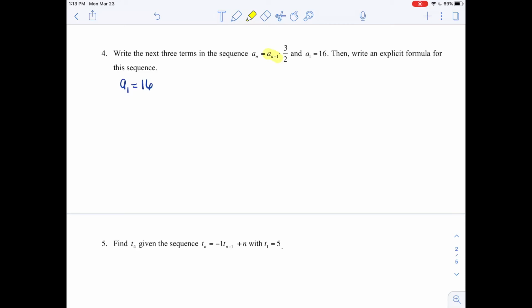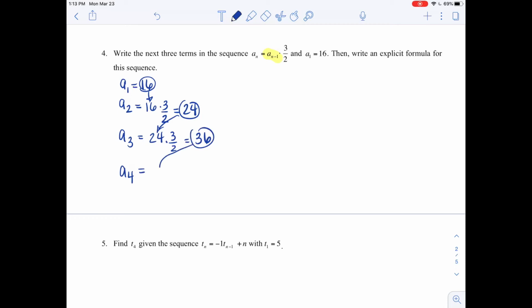So if I start with a sub 1 equals 16, this rule says take the previous term and times it by 3/2. So our second term is going to come from taking 16 and timesing it by 3/2. If I times that by 3/2, 16 over 2 is 8, so 24. The third term is going to now take the previous term of 24 and times it by 3/2.